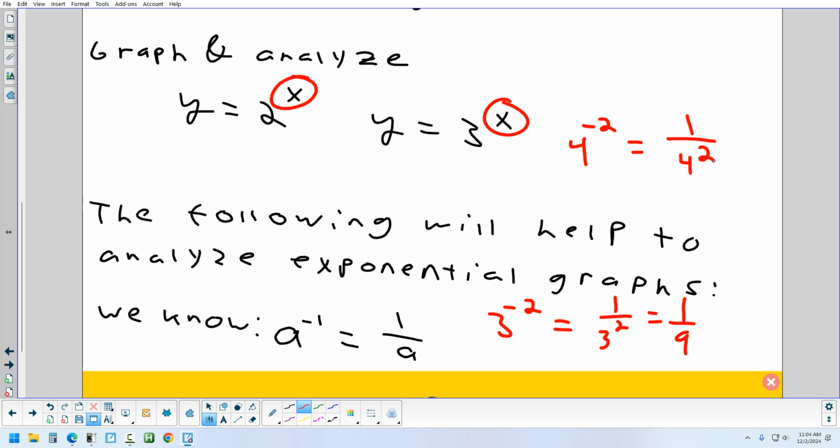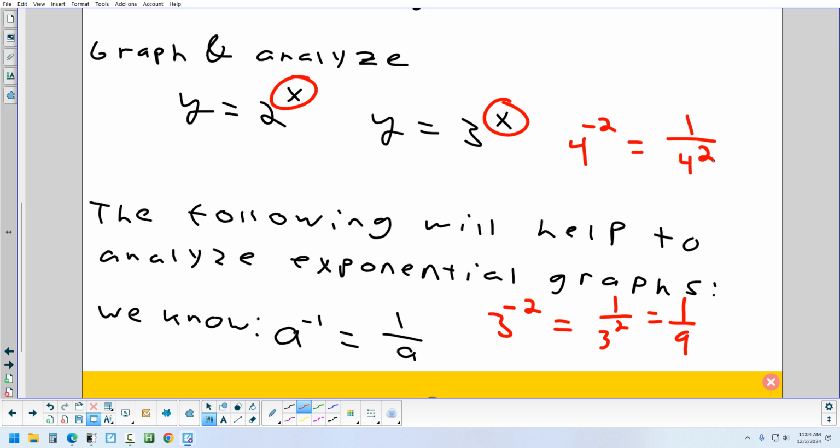So the negative causes the base to flip. So instead of a 3, you end up with a 1 over 3. And then when you square it, you get 1 over 9. Instead of 4, you end up with 1 over 4. And then when you square it, you would get 1/16.